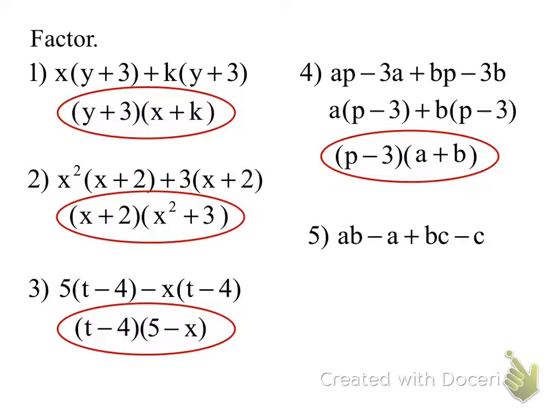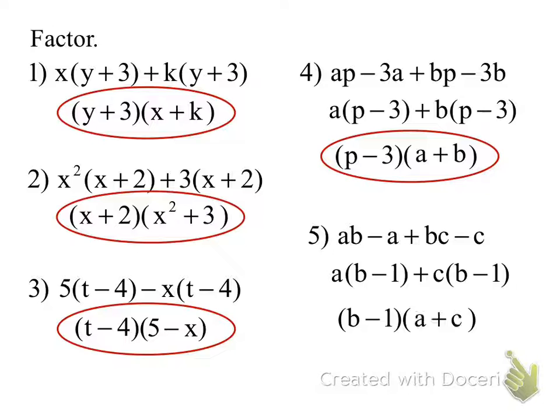Evans, what group am I making? We're making the group with A times B minus A, and C times B minus C. And then what would be my first group that I would factor out? A times the quantity of C minus 1. And the next one? C times the quantity of B minus 1. And my final answer? It would be B minus 1 times the quantity of A plus C. And if you wrote A plus C first, that would be okay. Order doesn't matter, like 2 times 3 or 3 times 2.